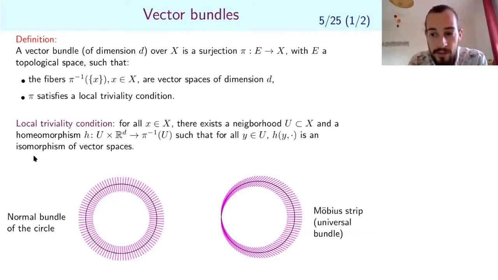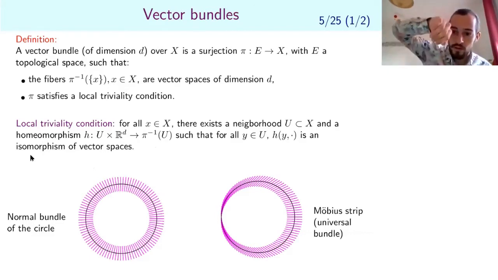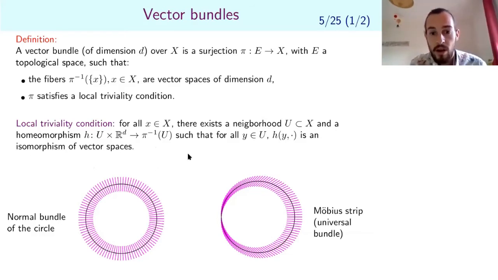So in a picture, it means that on top of each point of your base space X, you put a vector space. So I give two examples here. Over the circle, you have the normal bundle. You just put the normal space of the circle at each point. We also have the Möbius strip. So this is also a very interesting bundle. As you can see, the normal bundle, these lines, do a full twist when you go around the circle, while for the Möbius strip, they do half a twist.